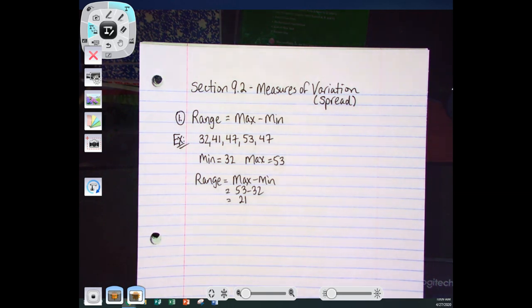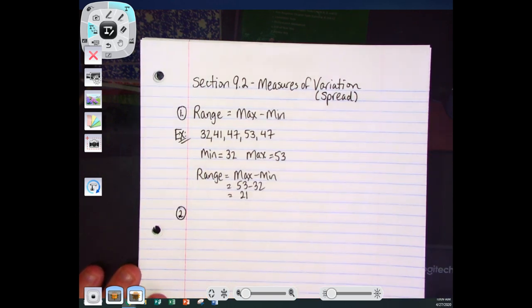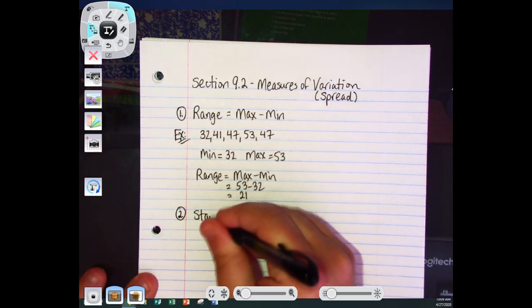Now, the range is nice because it does give us a large spread, but it only looks at extremes. It only looks at the min and the max. It doesn't really tell us much about how else the data is distributed between the extremes. So from there, we go on to talk about standard deviation and variance.